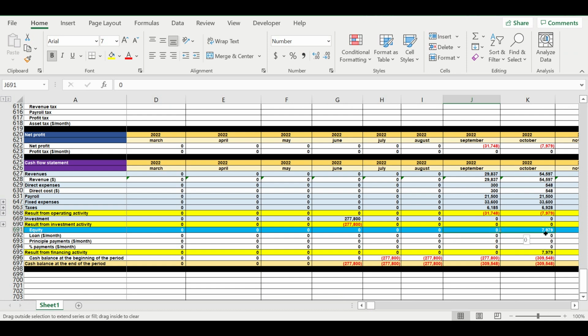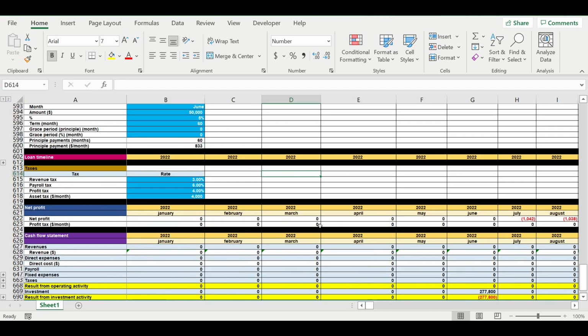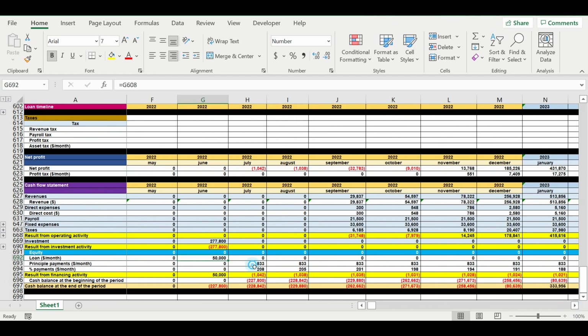So we may have two types of financing. For example, I would like to take a $50,000 loan. So this is the interest rate, this is the term of the loan, this is the grace period for principal and interest. So I'm just adding a loan. I took the loan. Here are the payments for interest and principal. But here we also see some minus values, and we start adding additional financing.